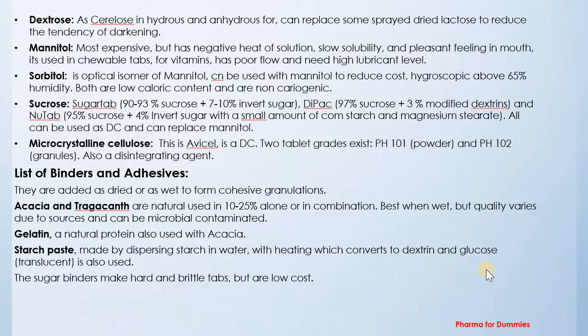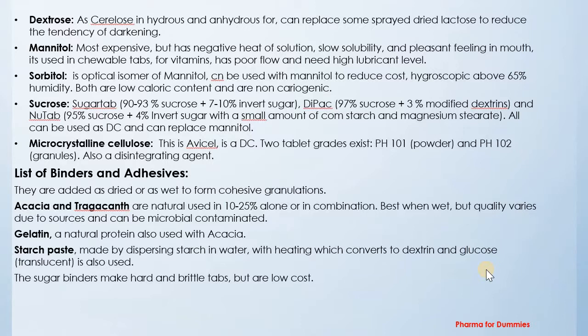Mannitol is the most expensive one, but it has a negative heat of solution. That means when it dissolves, it absorbs heat, due to which it leads to a cooling solution. It has slow solubility and it has a pleasant feeling in the mouth. It is used in chewable tablets for vitamins. It has poor flow and it needs a high level of lubricant.